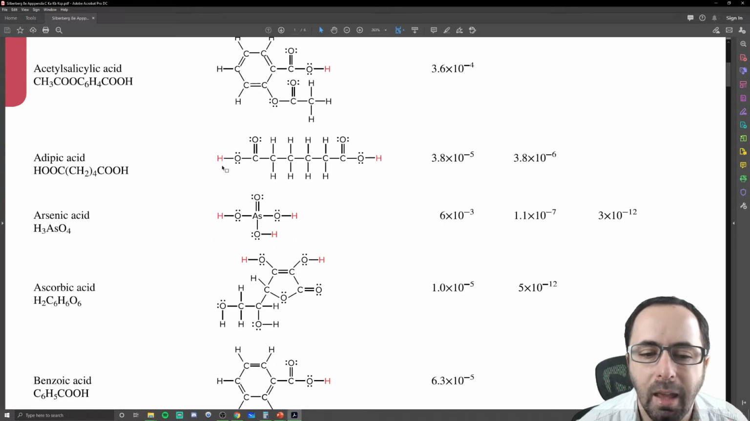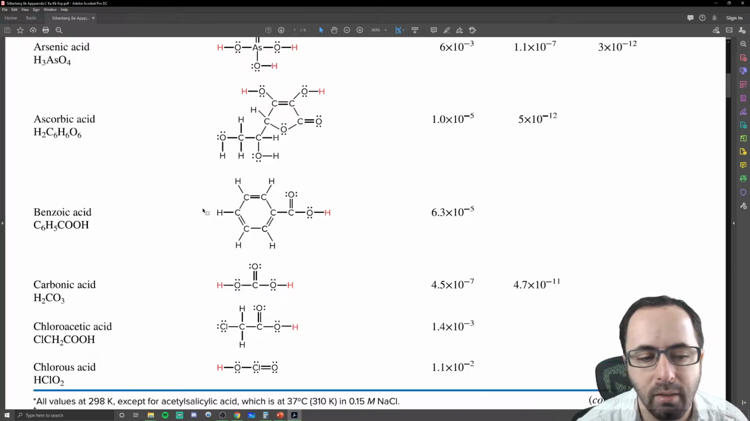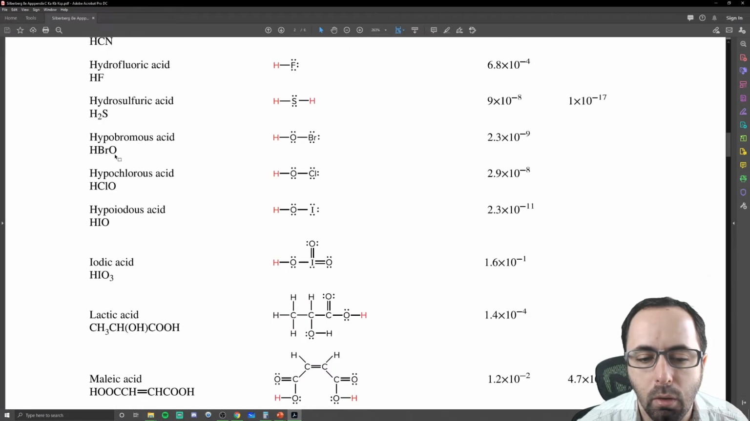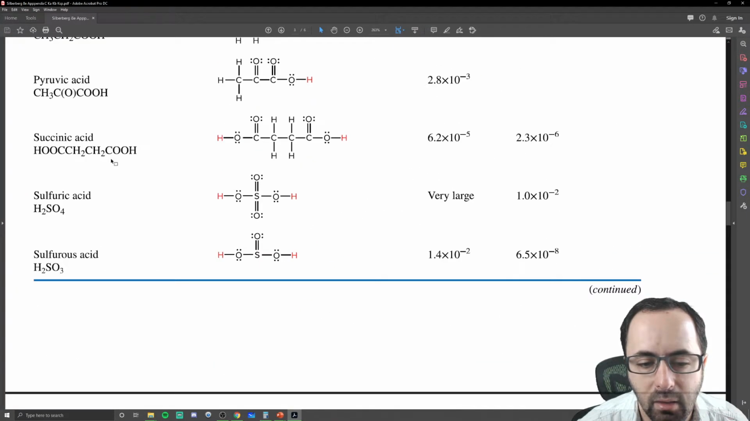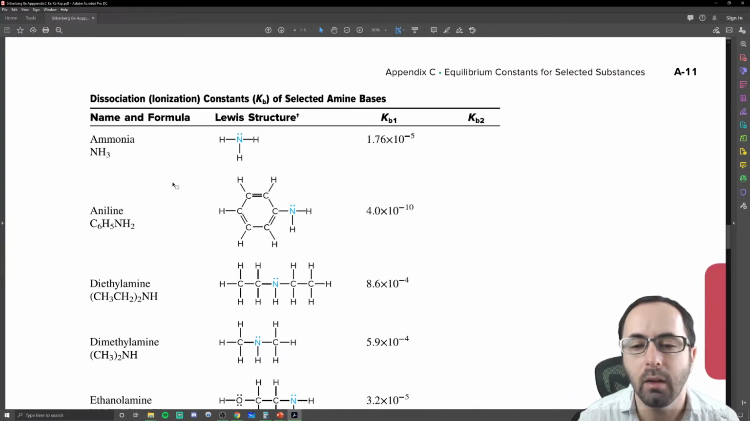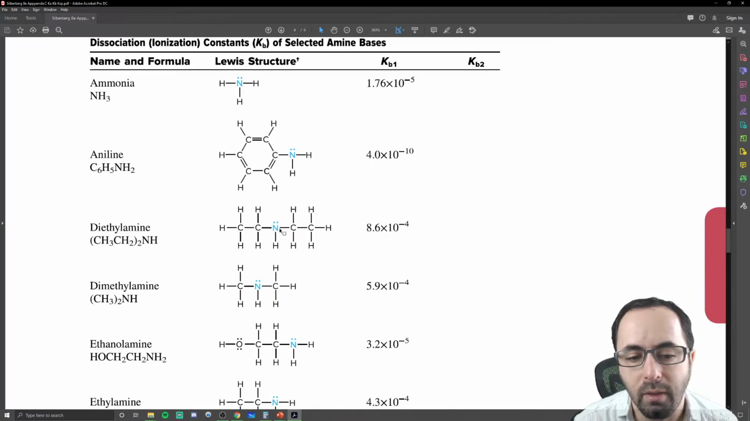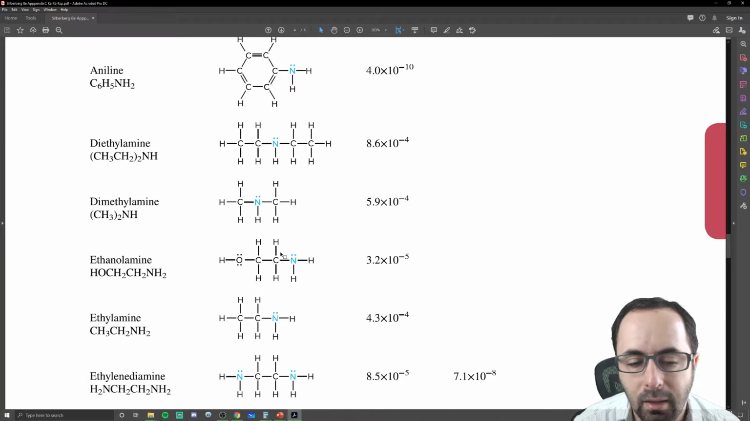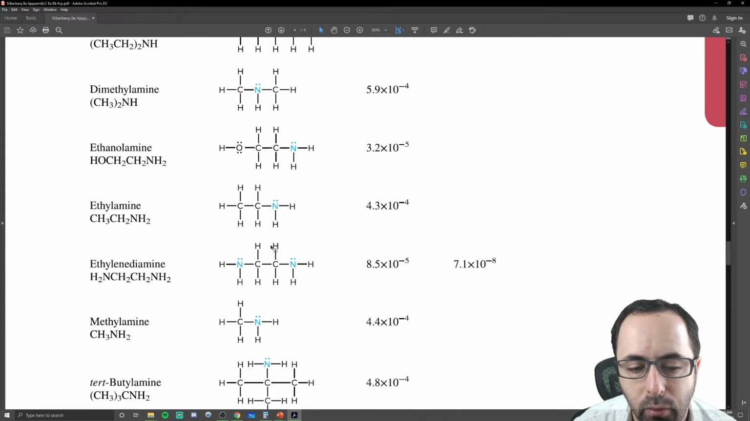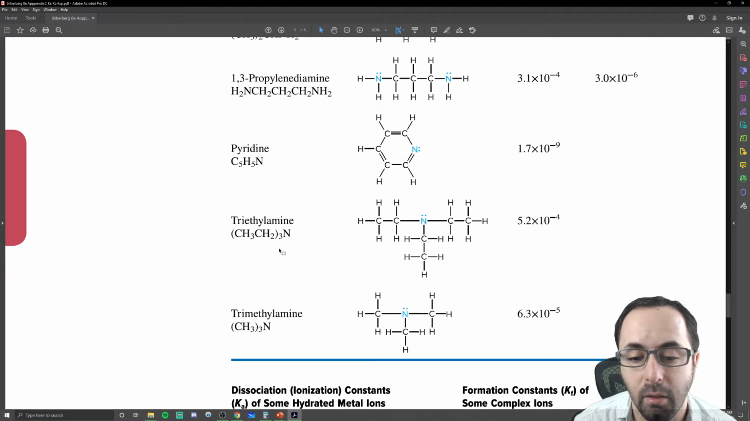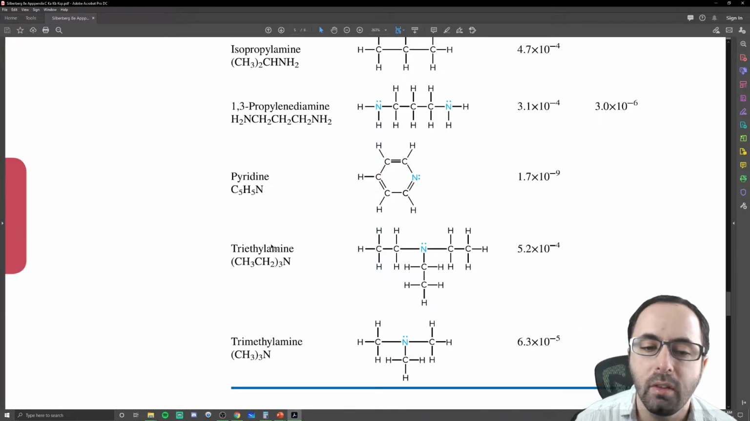But all of these are Kas for neutral acids. None of these have a charge, notice. We go through lots and lots of different acids here. And then when we look at the Kbs, we have Kb for a variety of neutral bases. None of these bases have a charge. You'll notice they almost all have a nitrogen atom, and its lone pair that can be donated is the base in this reaction. The nitrogen atom is essentially acting as the base and accepting the proton. So these are all neutral as well.